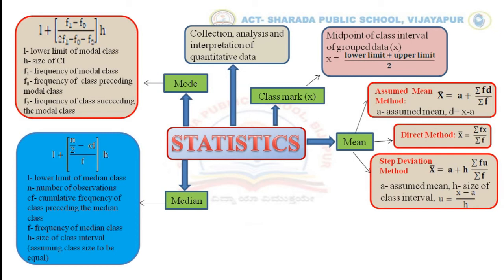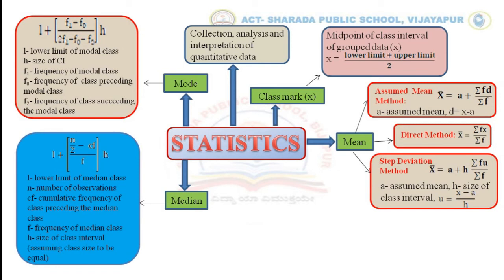n is the number of observations, Cf is the cumulative frequency of the class preceding the median class. That means the cumulative frequency, whatever that is observed or obtained before the median class. Then F is frequency of the median class and H is the size of the class interval. Okay. So assuming the class size is to be equal. By using this formula, we can calculate the median of the grouped data.